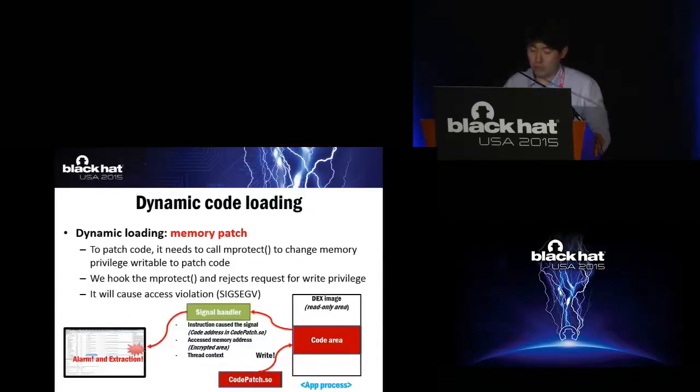Therefore, when the code patch routine tries to patch certain contents of the dex in memory, a segmentation fault will be raised, and then our signal handler handles the signal and extracts some useful information: the instruction address that causes the signal, the accessed memory address, and the thread context. With this information, we can see what contents are patched, which code tried to patch, and which thread did it.